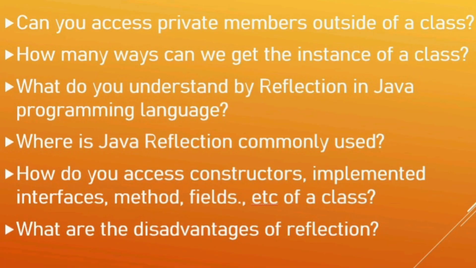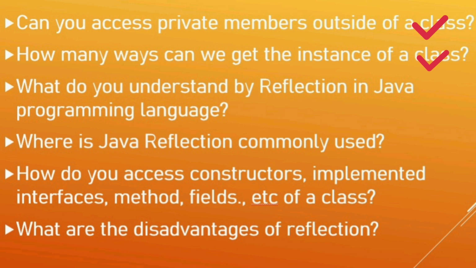So let us see some question answers now which you would be asked in the interviews. Can you access private members outside of a class? Yes, of course, we have seen that now. Using the reflection API, we can get those methods, set them as accessible true, and we can access those members. Now, in how many ways can we get the instance of a class? We have seen that there are 3 ways to get the instance of a class. So what do you understand by reflection in Java programming language?